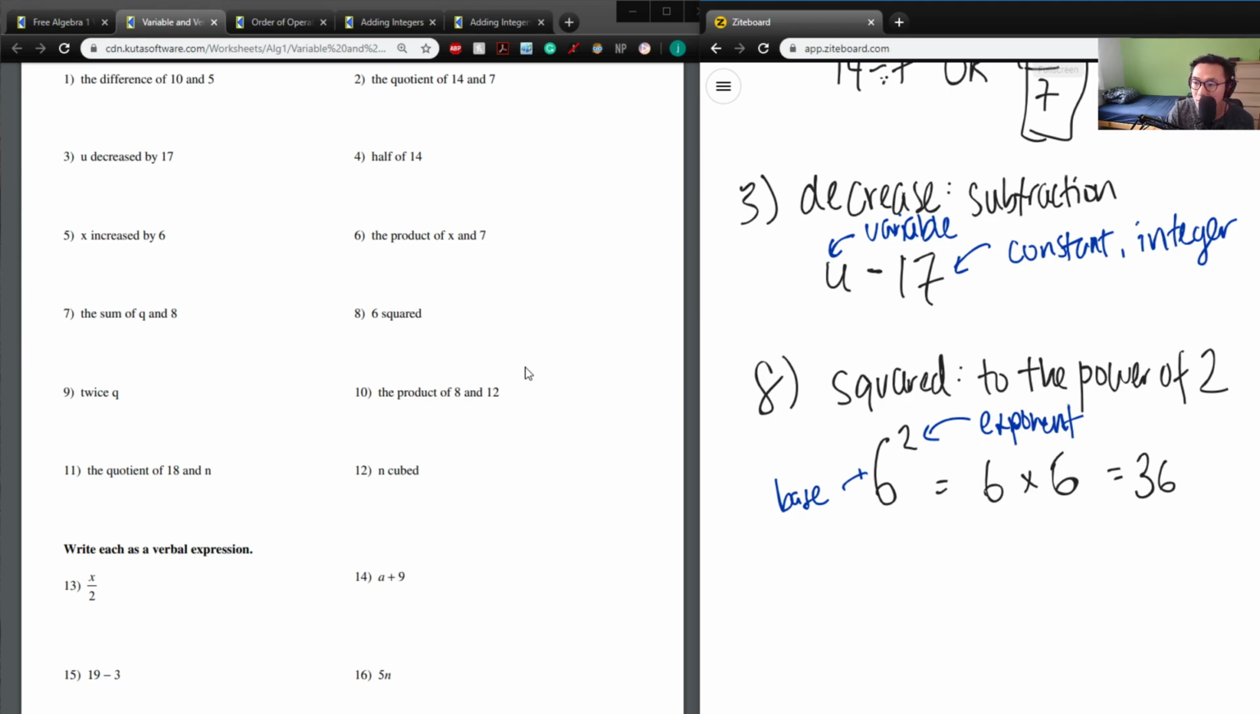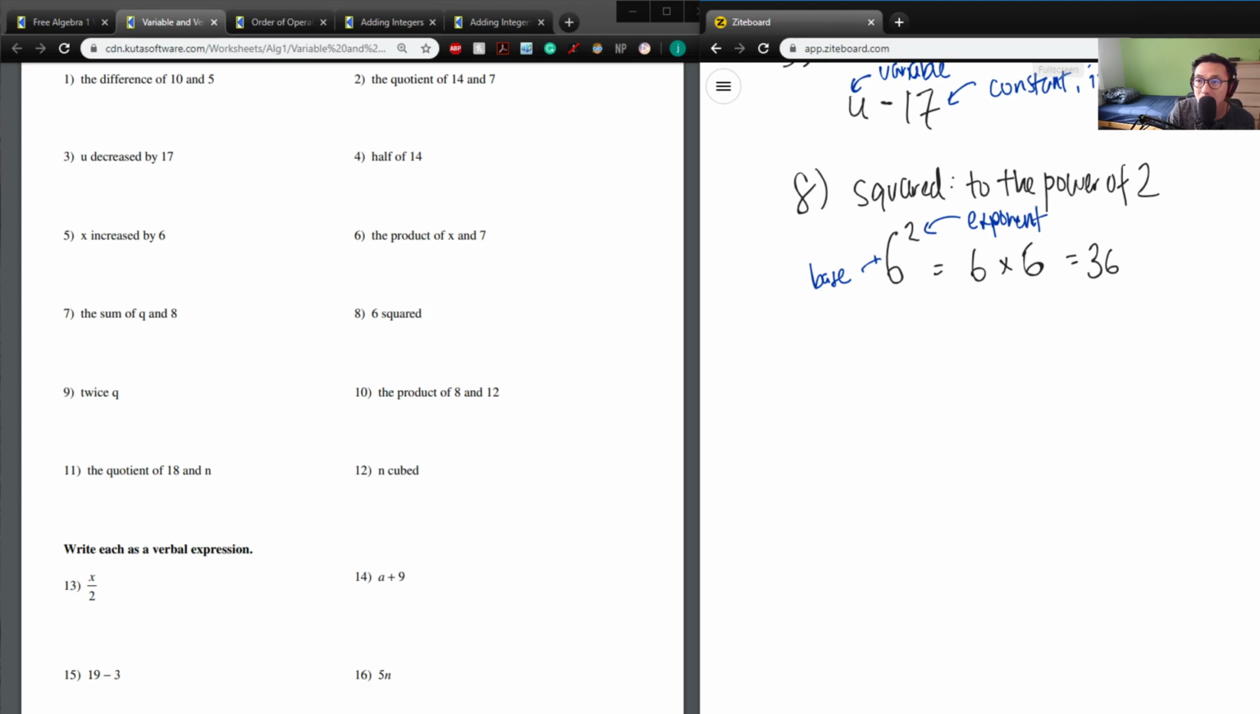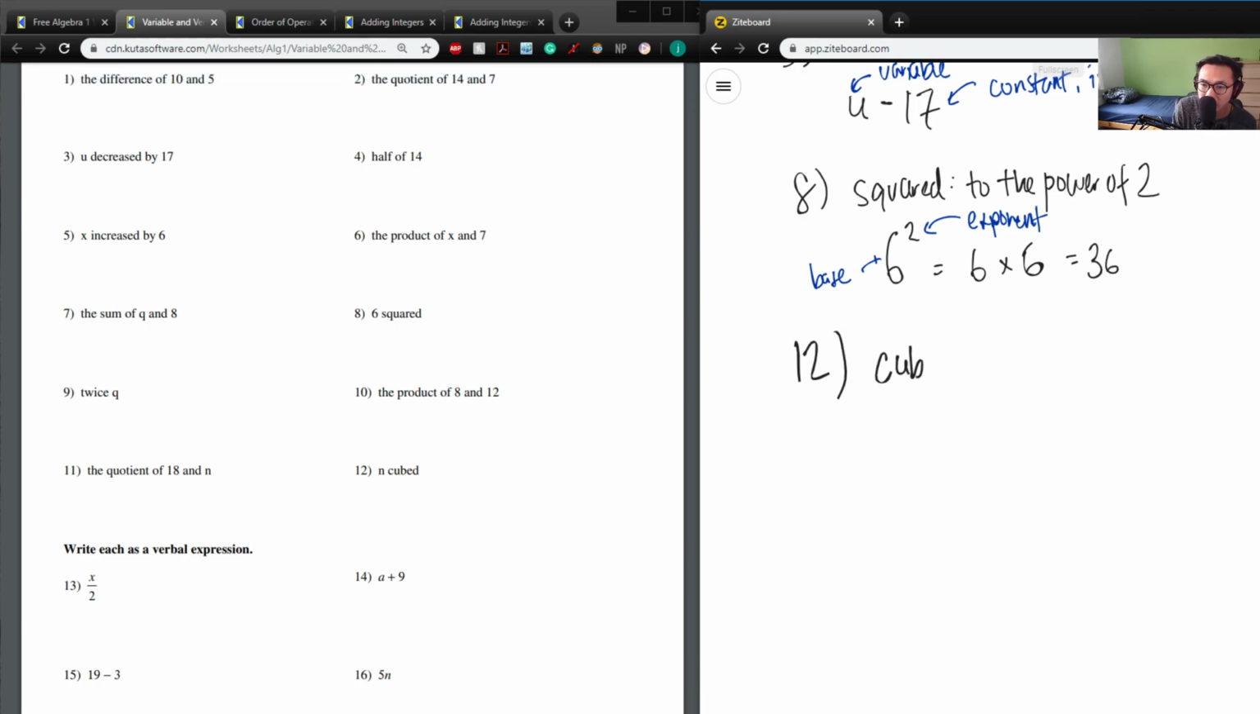So that's 6 squared. Let's do 12 as well. 12 also has an exponent here. Just making sure I have space for you all, sorry. So this is n cubed. Now, again, cubed here, we have n cubed, and we're doing number 12 here. N cubed, this word cubed also refers to an exponent. So squared is to the power of 2.